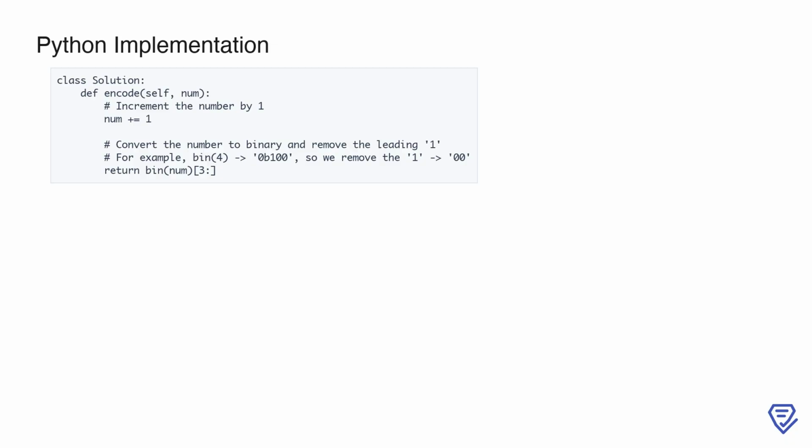In Python, slicing can be used to omit the first 3 characters of the bin output, 0b1, leaving only the remaining binary digits. For bin(5) equals 0b101, slicing with [3:] results in 01. The function then returns this sliced binary string as the final encoded result.